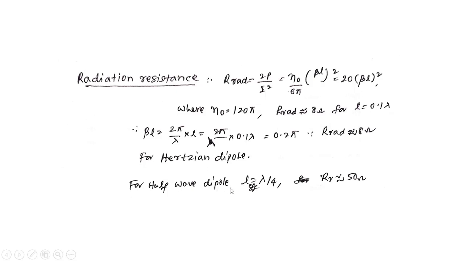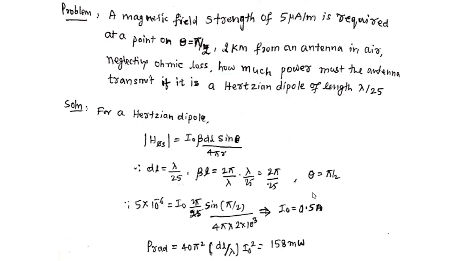For a half wave dipole, L effective is equal to lambda by 4. Therefore, the radiation resistance will be approximately 50 ohm. Next, we will solve some problems on this.